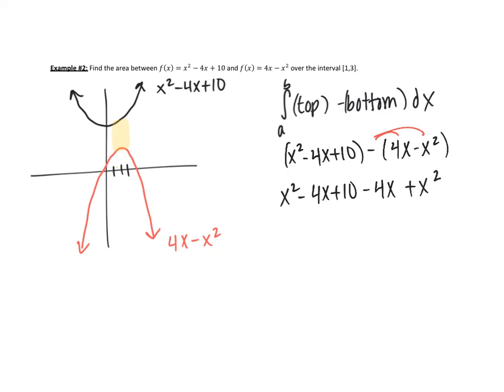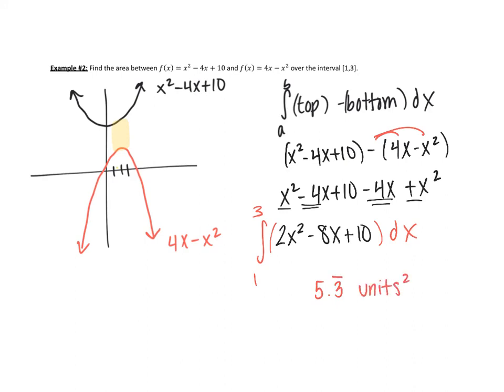And then we can just combine like terms. X squared plus x squared is 2x squared. Negative 4x minus 4x is negative 8x, and then plus 10. And I'm going to integrate that over the interval of 1 to 3. So go ahead, take a minute, type that into the calculator, and hit resume when you're ready for the answer. Okay, so I got about 5.3 repeated, we could just say units squared. I didn't specify what to round to, so don't stress about the rounding, but that is approximately the area in this space between those two curves.